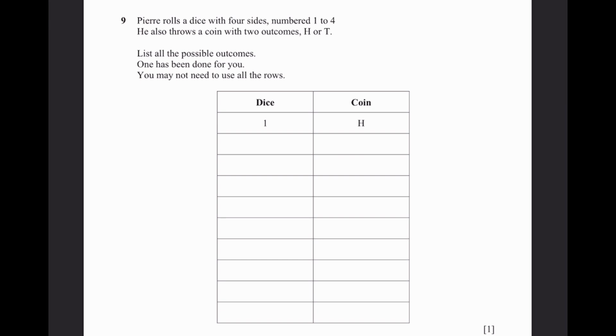Question 9. Pierre rolls dice with 4 sides numbered 1 to 4. He also throws a coin with 2 outcomes, H or T.